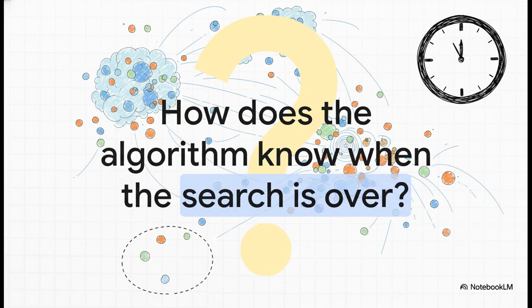All right, so this whole system works beautifully for exploring and finding good spots. But it does bring up a pretty important question, right? If the swarm is just always searching, how does it ever know when to stop? How does it decide, okay, we found it, job's done?